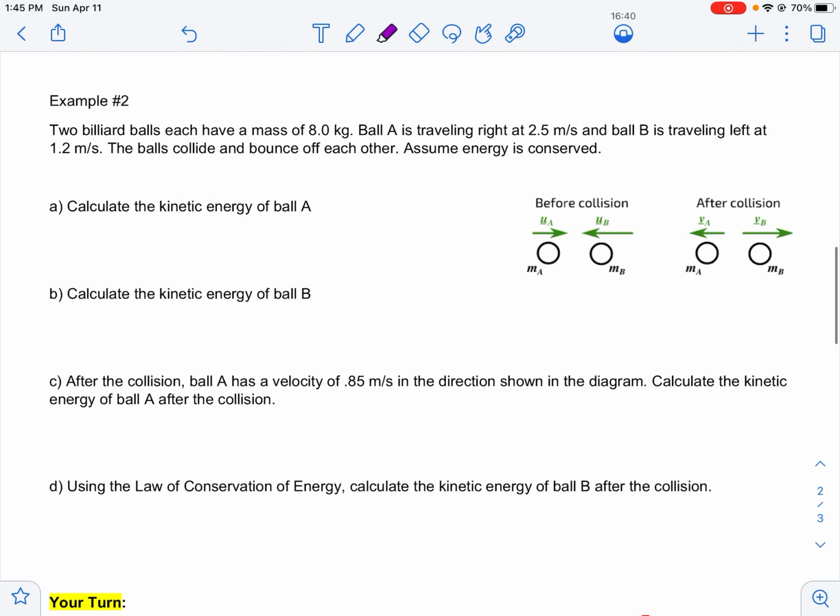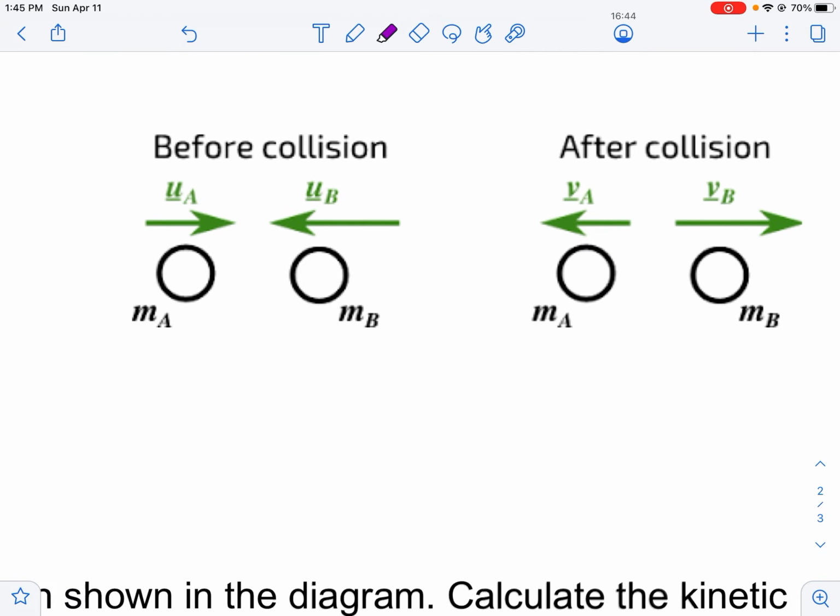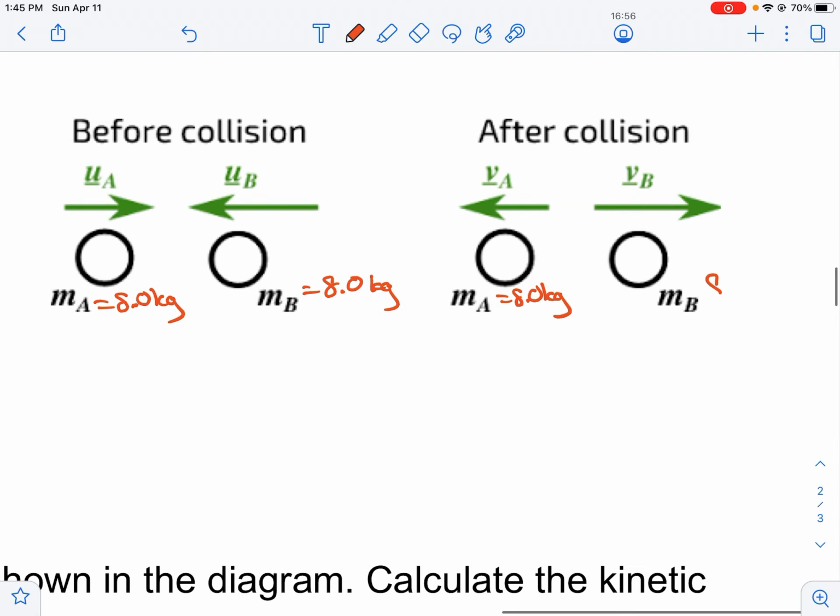2 billiard balls each have a mass of 8 kilograms. All right, so here's my picture. And what I know is that the mass of A is 8 kilograms, and the mass of B is also 8 kilograms. And we know that's not going to change, so I can write it over here as well.